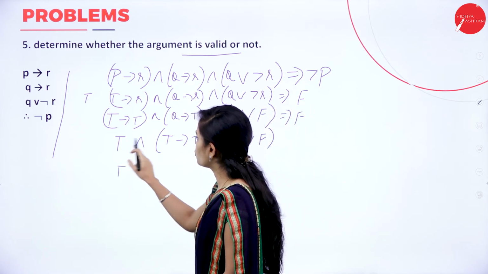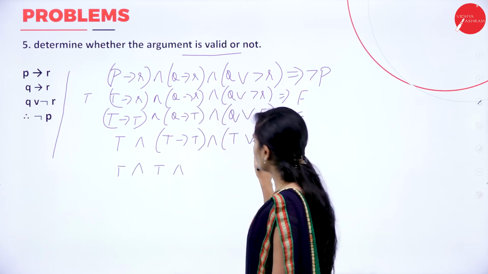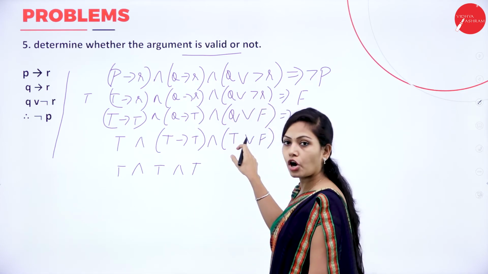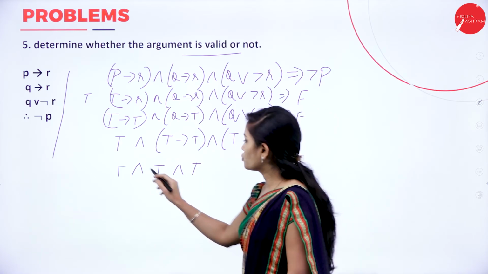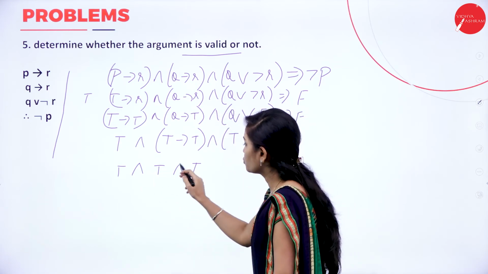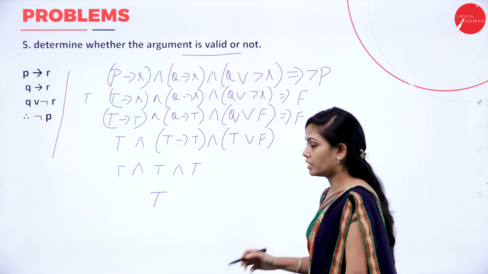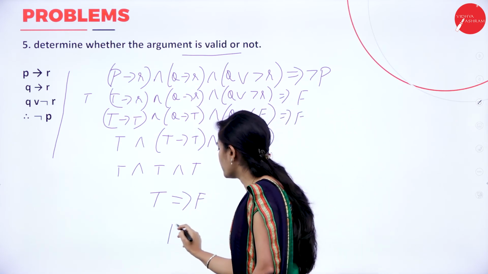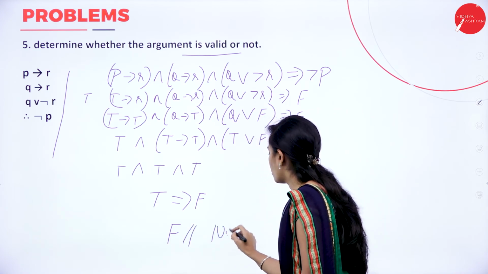so what will you get? True, and true implies true is true, and true or false is true, because we are using the OR operation, addition. If any one of the statements is true, we will get true. So true and true is true. And negation P is false here. So true implies false means it is false. So it is not a valid statement. It is not a valid argument.